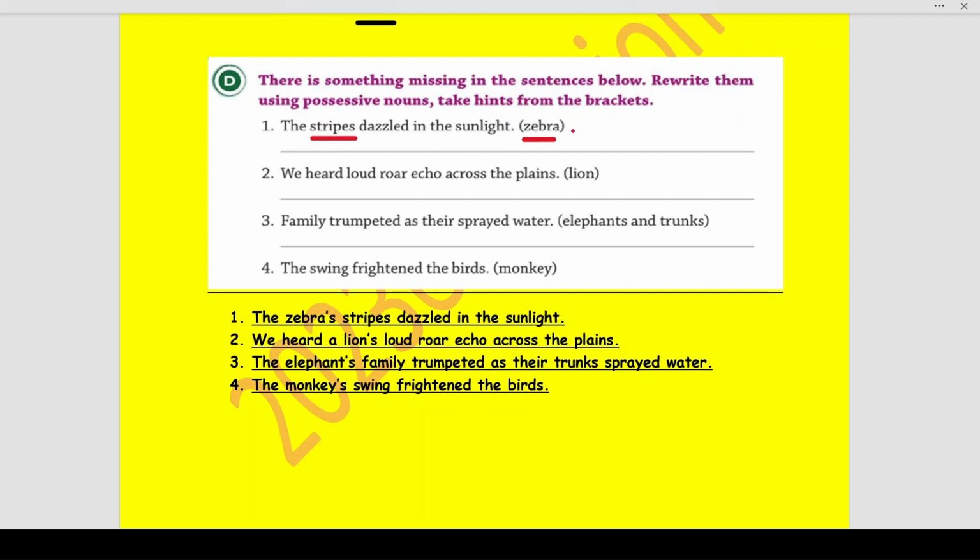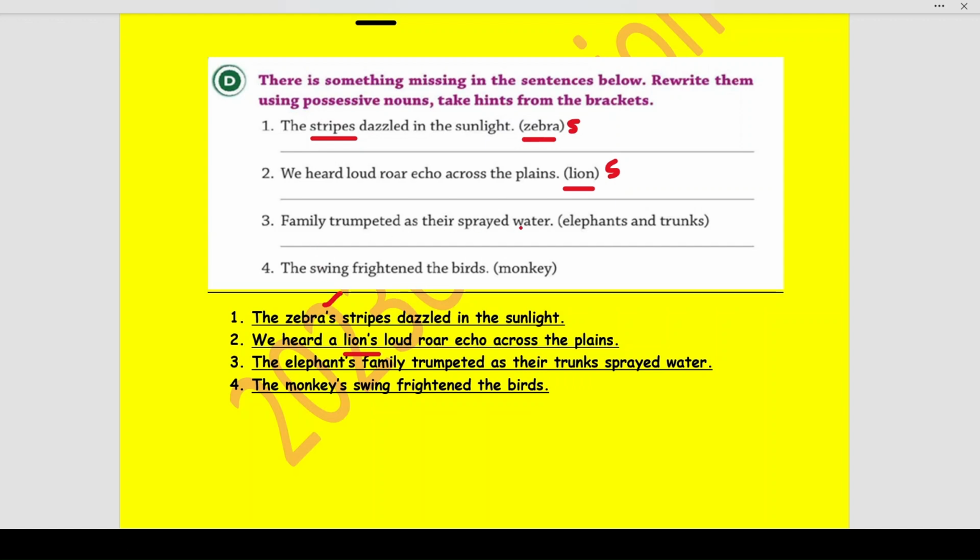So, zebra is your what noun? It is your singular noun. So, it will become the zebra apostrophe S stripes dazzled in the sunlight. We heard loud roar echo across the plains. The main noun is lion. Lion is again your singular noun. So we heard a lion's loud roar echo across the plains. Lion followed by apostrophe S because it is a singular noun.